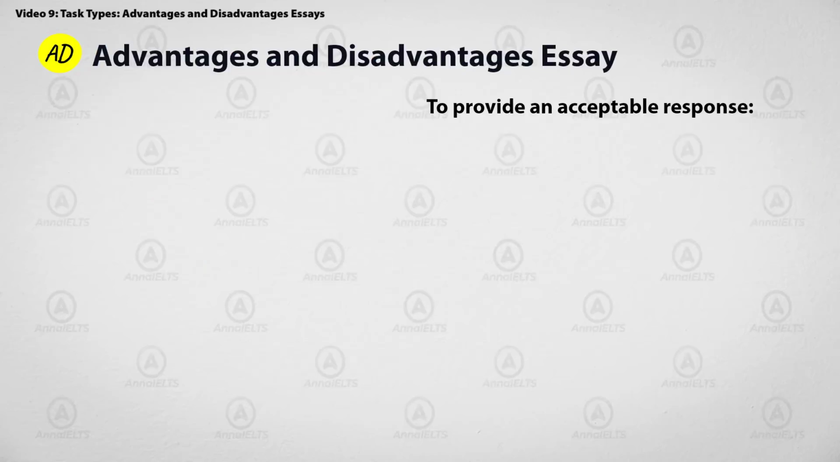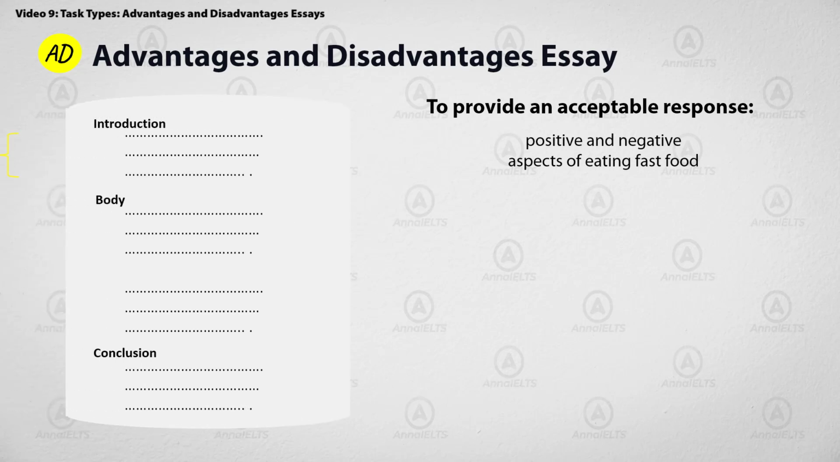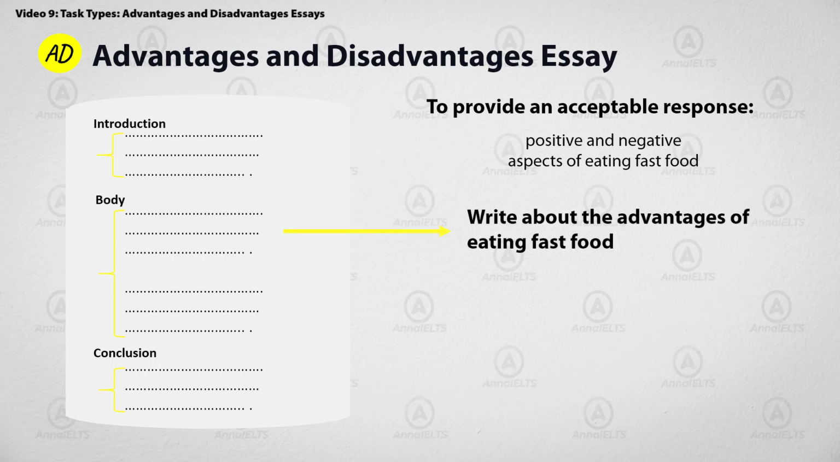To provide an acceptable response, you have to write about the positive and negative aspects of eating fast foods. It's recommended to opt for a 4-paragraph essay with 2 paragraphs in the body section. In one body paragraph, write about the advantages of eating fast food, and in the second one, explain the problems of eating fast food.